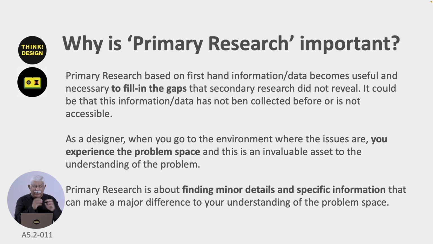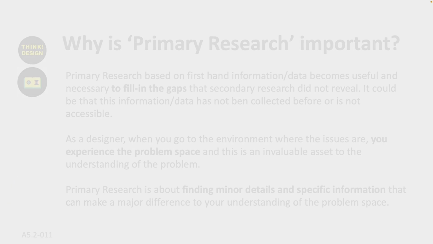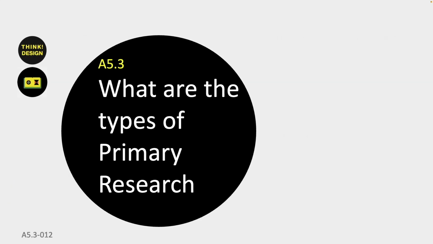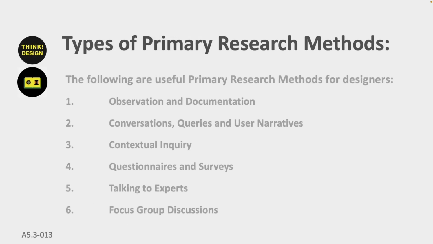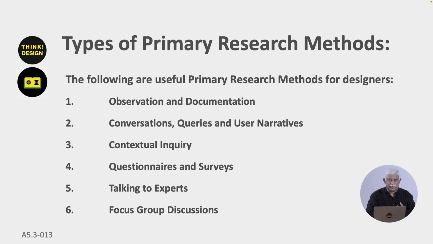So it's also about finding these minor details and specific information which can actually make a big difference to the understanding of the issues connected with the topic that you've chosen. So let's look at the different types of primary research. These are useful to the designer and the methods used by the designers. Okay, the first is observation and documentation.